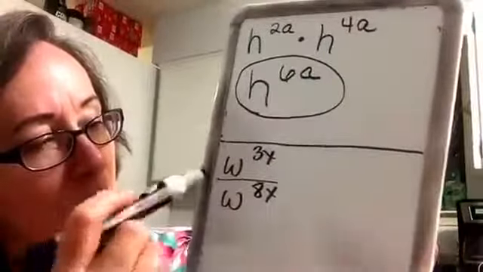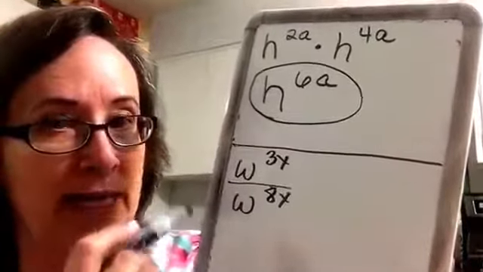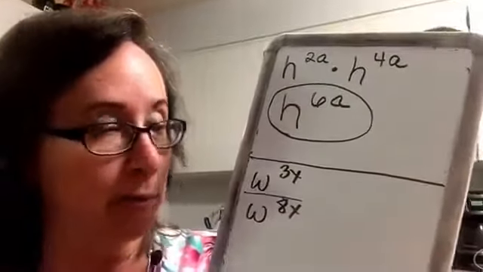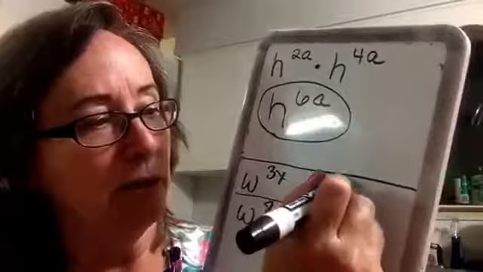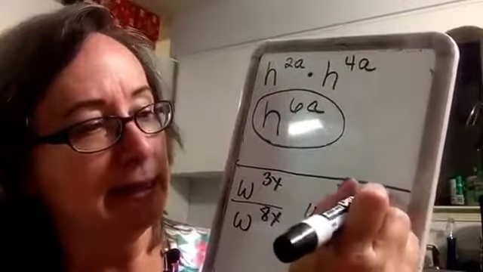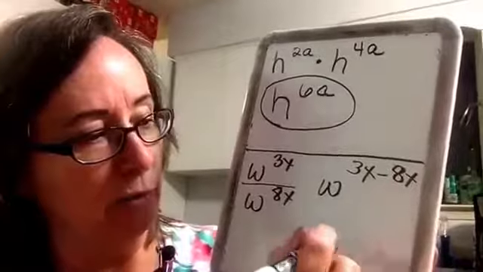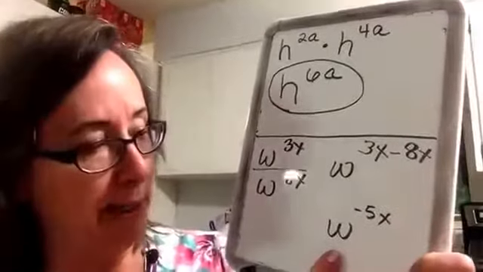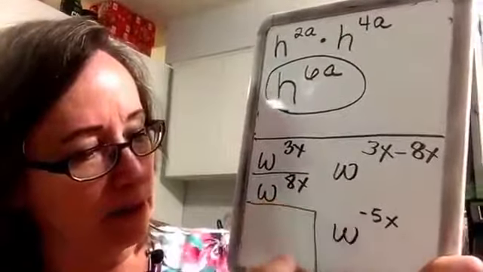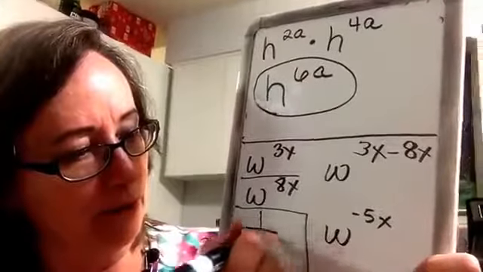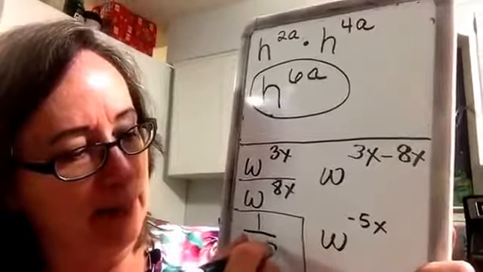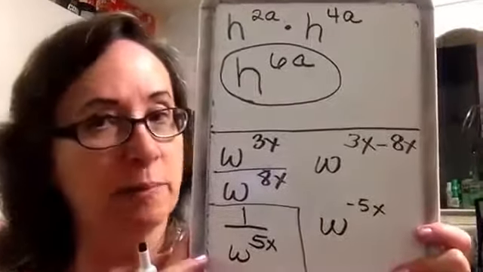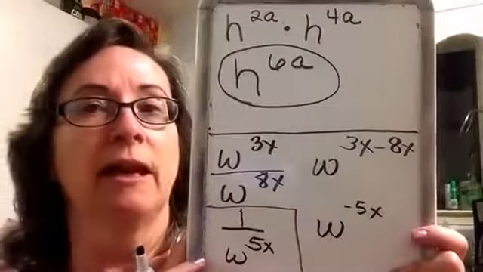Down on the bottom, we have a common base of w, and we have a 3x and an 8x. So since we're dividing, we'll subtract those. So we get w to the 3x minus 8x, which is w to the negative 5x. But we would not leave that upstairs. We would write our final answer here as being 1 over w to the 5x. Okay, so those are some examples of expressions that have exponents with variables in them.